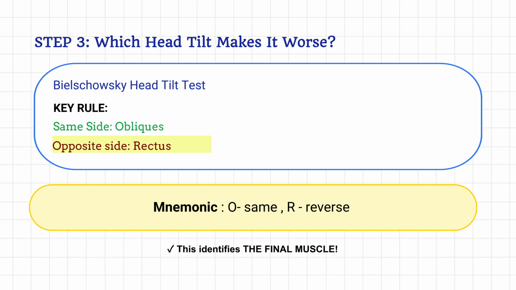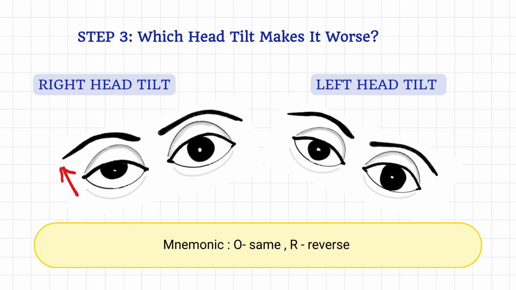But for now, let's apply this to our example. In our case, there is right hypertropia and it becomes worse on the right head tilt. So this is the same side head tilt situation, and according to the rule, that points towards an oblique muscle.